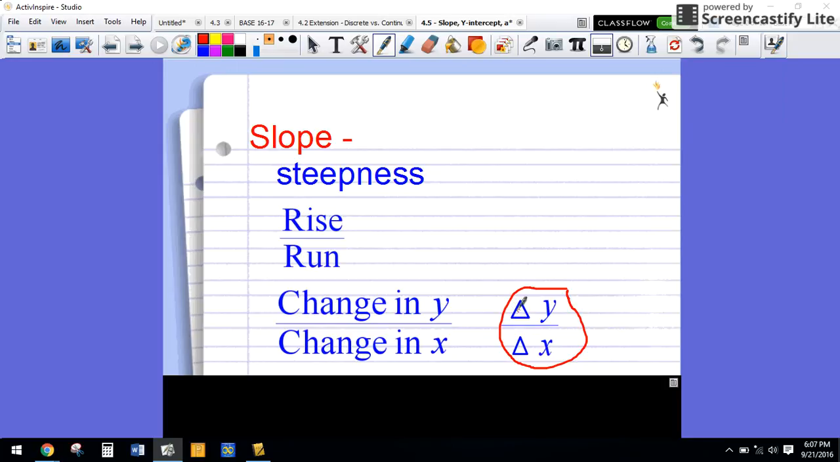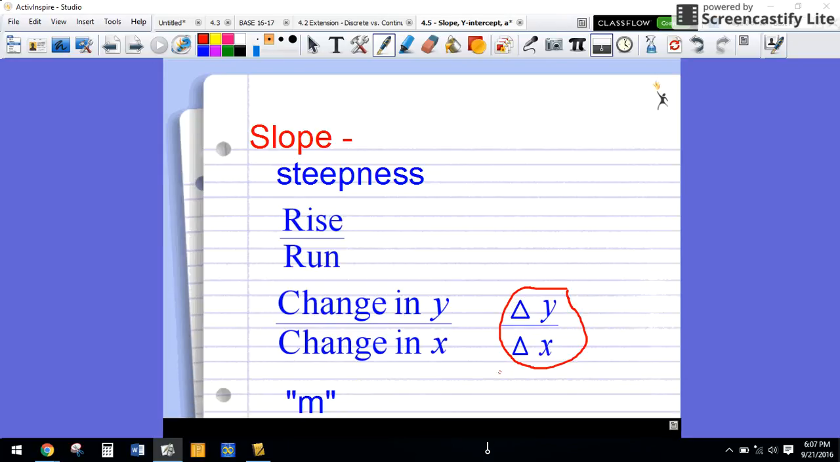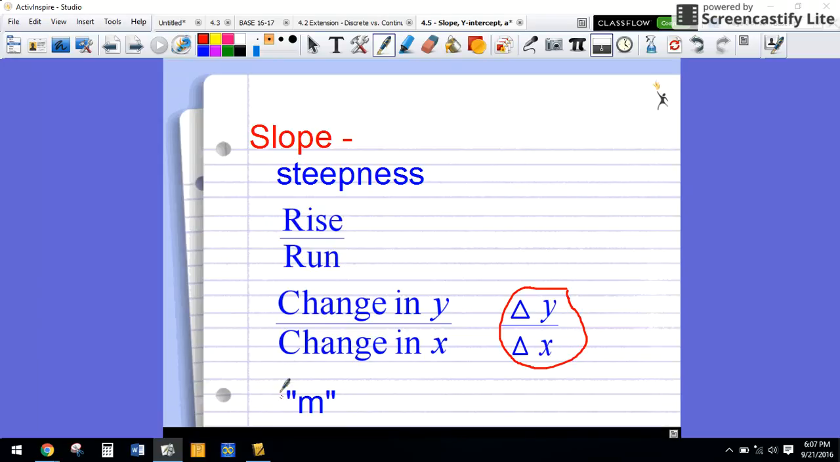This triangle is called a delta, and it means change in. And then finally, we use the letter m to describe slope. Last year, when we did constant of proportionality, which is a version of slope, we used the letter k. This year, we're using m.